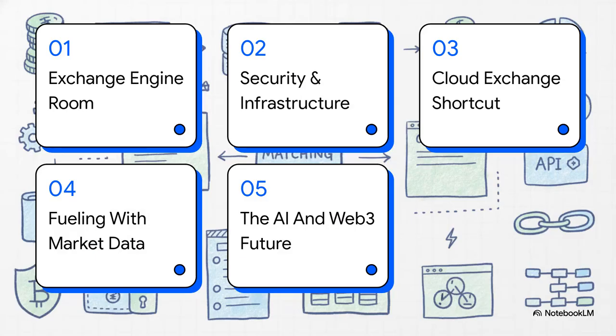So here's our roadmap for the breakdown today. We'll start with 1, the exchange engine room. Then 2, security and core infrastructure. 3, the cloud exchange shortcut. 4, fueling with market data. And finally, 5, the AI and Web3 future. Let's get right to it.